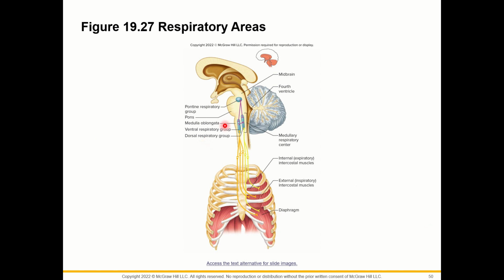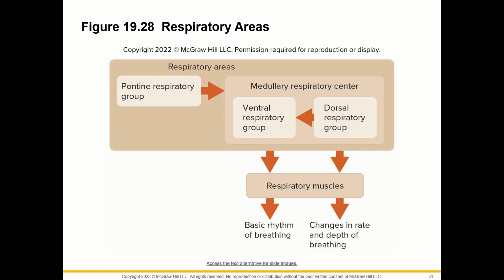Here we see the pontine center up here in the pons of the brainstem, and then your ventral respiratory group, which is your basic, and your dorsal respiratory group, which helps to regulate the basic. So this is why it's involuntary. They're in your brainstem. Your brainstem is like your survival stem. It is a part of the brain. It is going to be involuntary, autonomic.